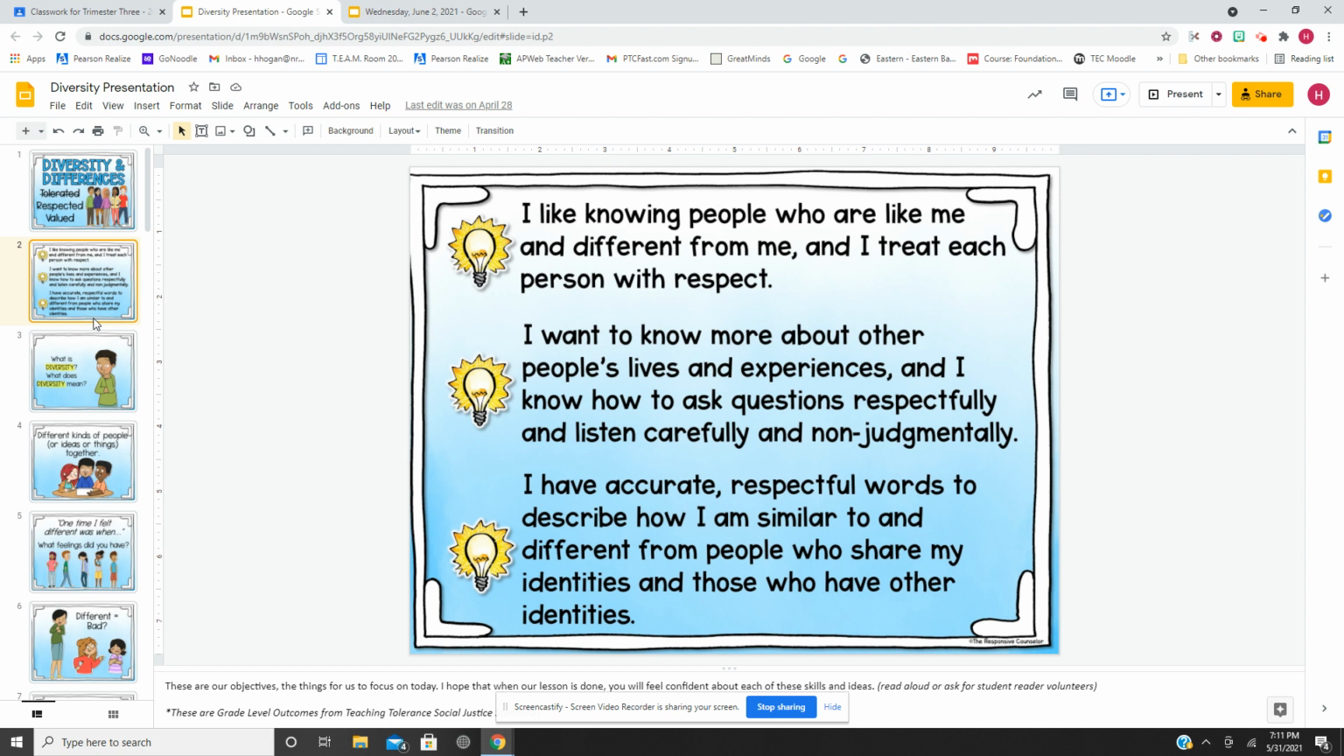So this is what we're going to do. I like knowing people who are like me and different from me. I treat each person with respect. I want to know more about other people's lives and experiences, and I know how to ask questions respectfully and listen carefully and non-judgmentally. I have accurate, respectful words to describe how I am similar to and different from people who share my identities and those who have other identities.